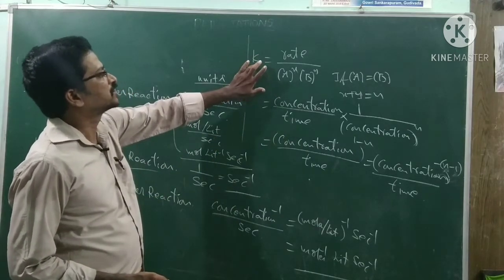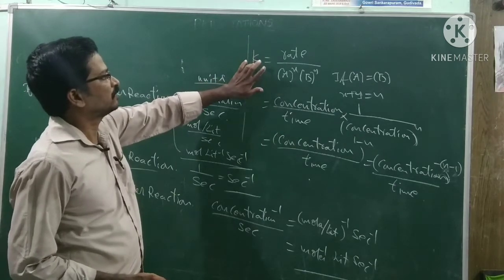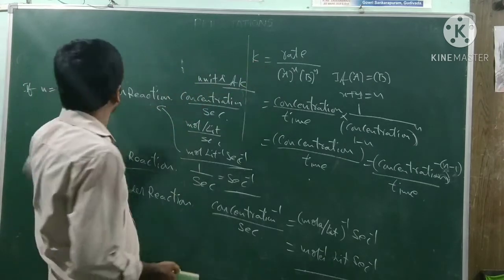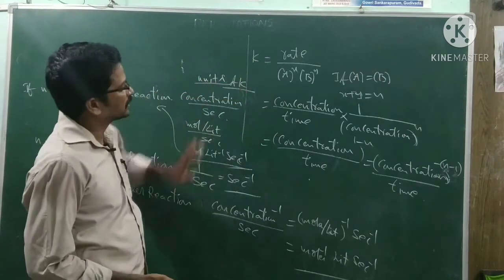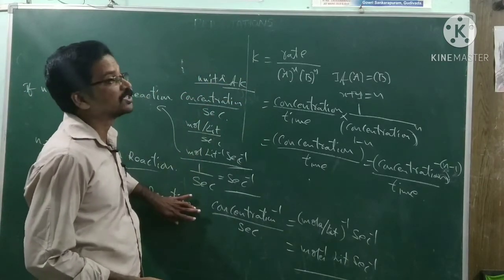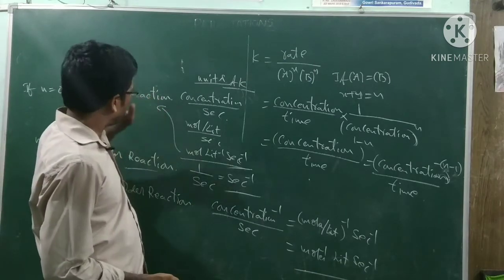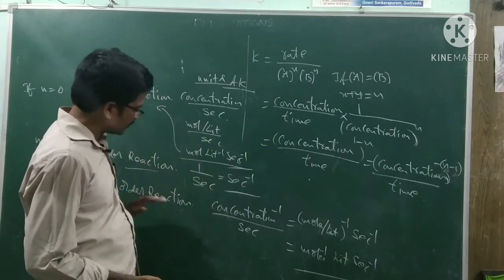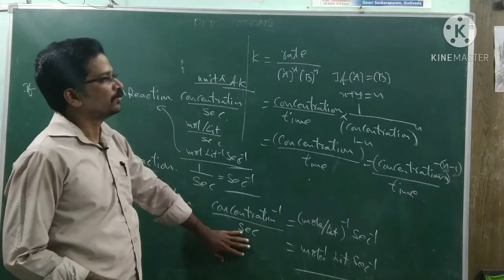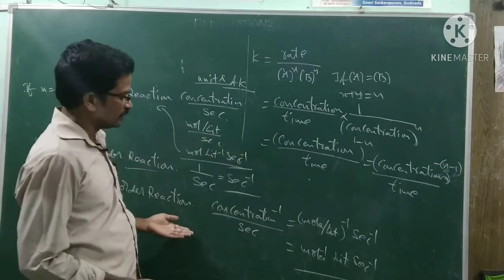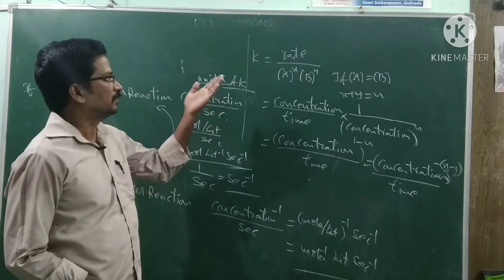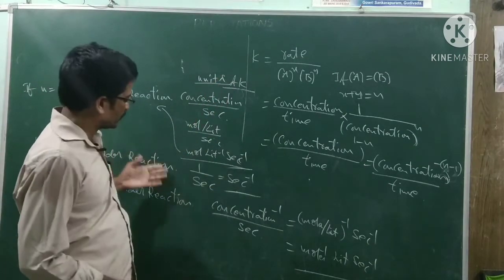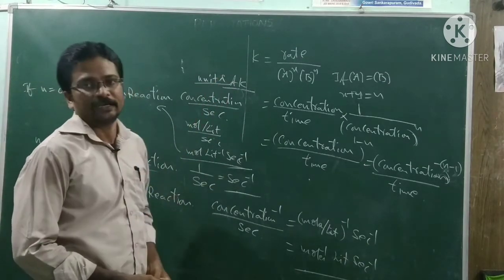What is the units of rate constant for zero order, for first order, for second order? We learned how to calculate the units of the rate constant for zero order, first order and second order reactions.